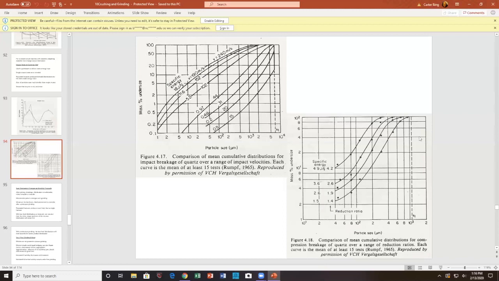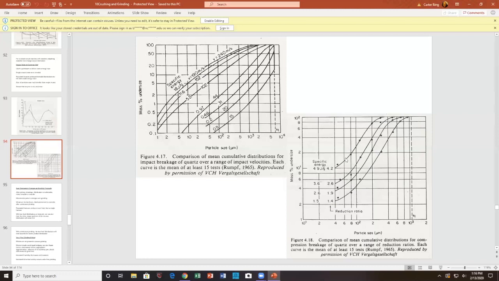So I have very low energy, very low reduction ratio. I have this distribution, and I don't have much fines here, but if I go up to higher energy levels and a higher reduction ratio, I have this distribution here. Notice the distributions all have pretty much the same shape. It's kind of interesting, and they all move together.